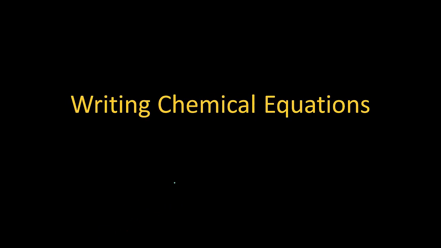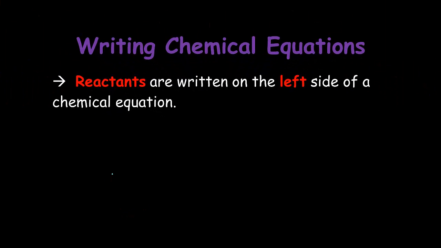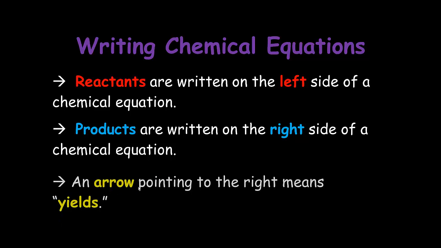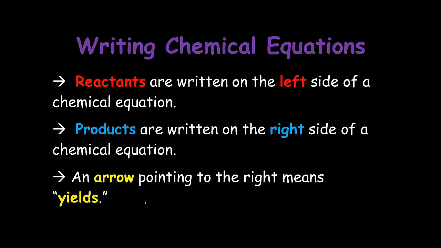Okay, chemistry students, now we're going to talk about writing chemical equations. When you write chemical equations, you need to remember that the reactants are written on the left side of a chemical equation. Products are written on the right side. An arrow pointing to the right means yield.